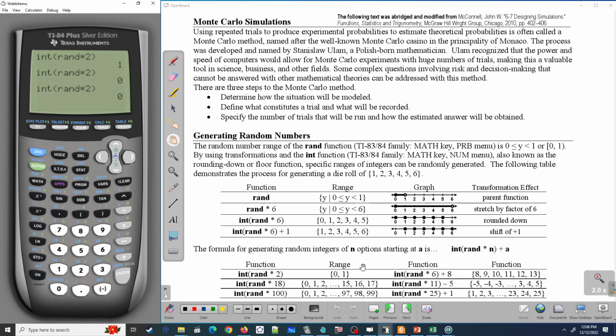Let's take a look at this one over here. If I would go math, go to num, and I go to int, all right, and I go math, and I go random, okay, and I go times 6, I'm still going to have 6 options: 0, 1, 2, 3, 4, 5. But see, in this case, I'm telling you to start at 8. So 8 is going to be my lowest number because I'm shifting the 0 to 8. And that means 1 will become 9, 2 will become 10, 3 will become 11, 4 will become 12, and 5 will become 13. And that's how I get my 6 numbers, 8 through 13.